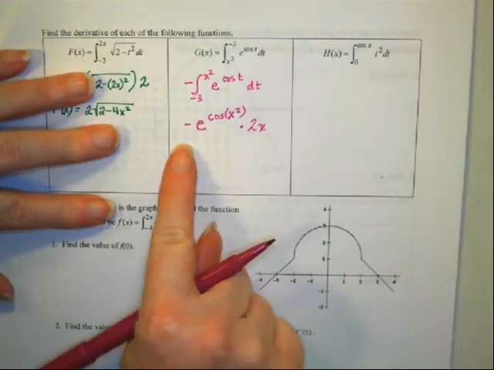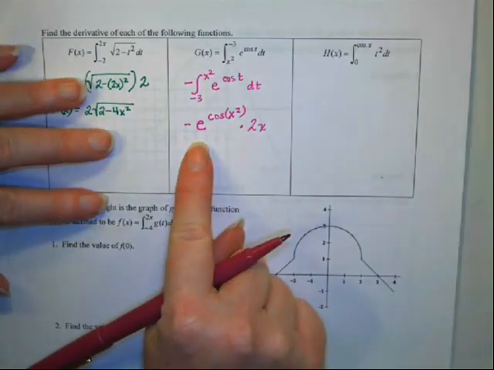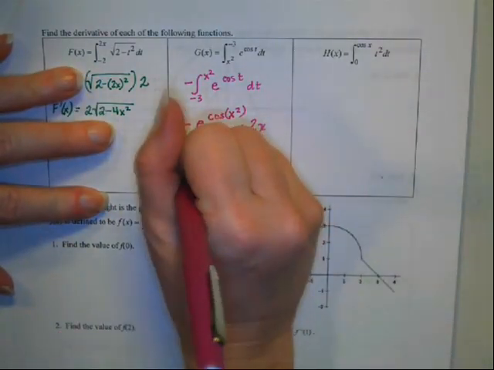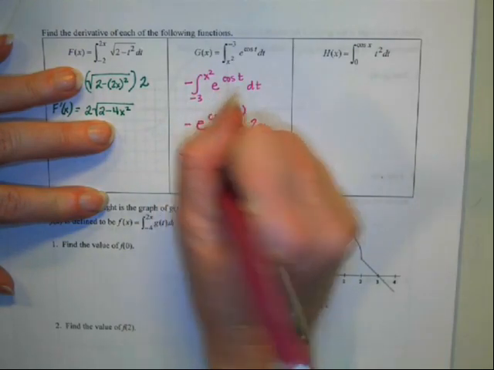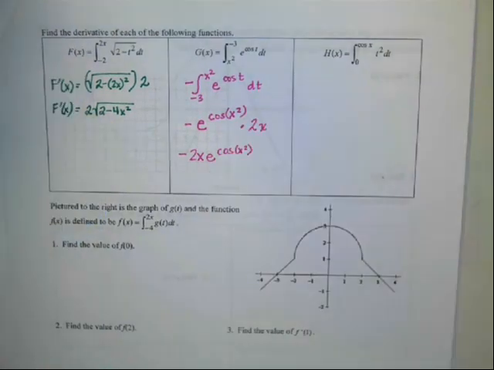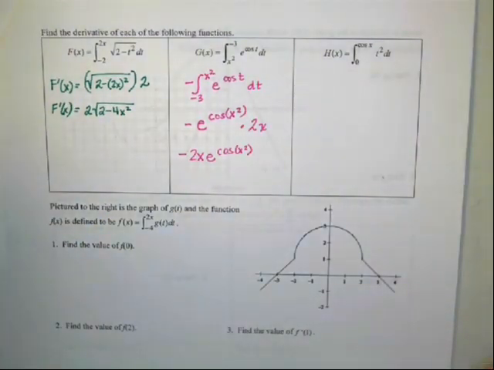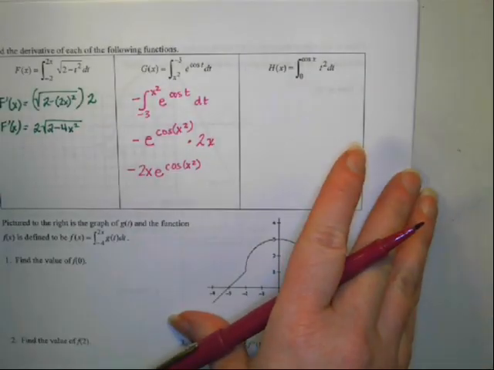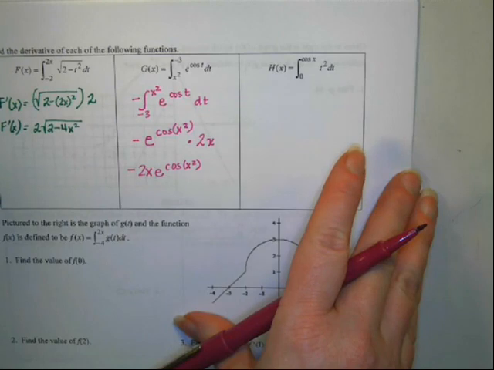Now there's nothing wrong with this. That's the answer. More likely they'll move the 2x to the front and make it negative 2x e to the cosine x squared. Is 0 a constant? It is.